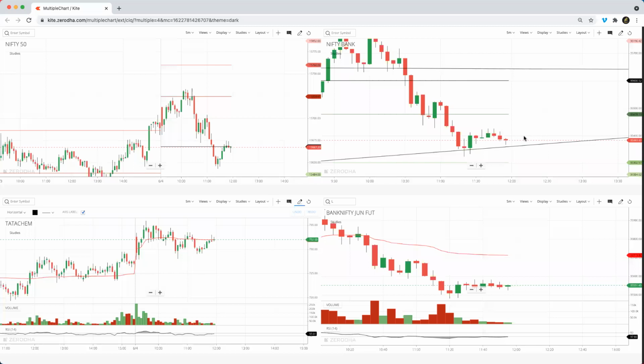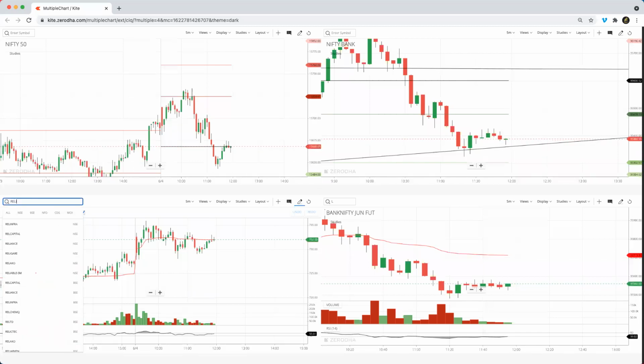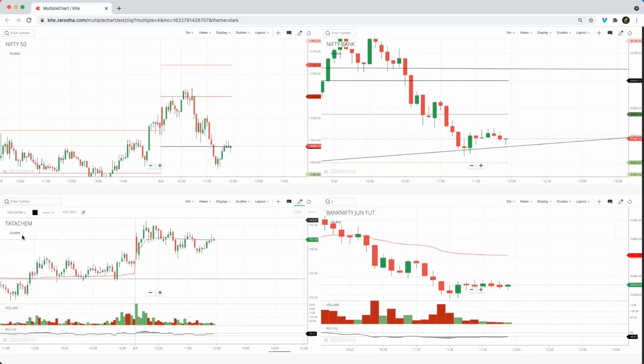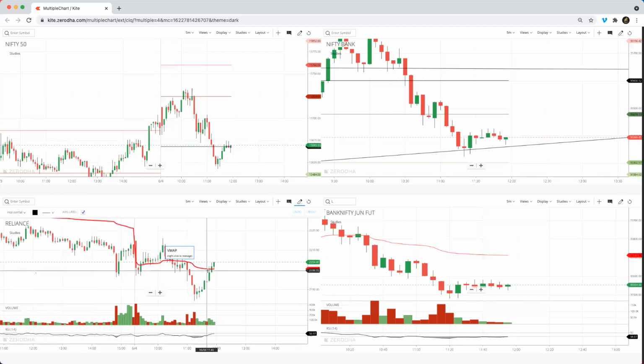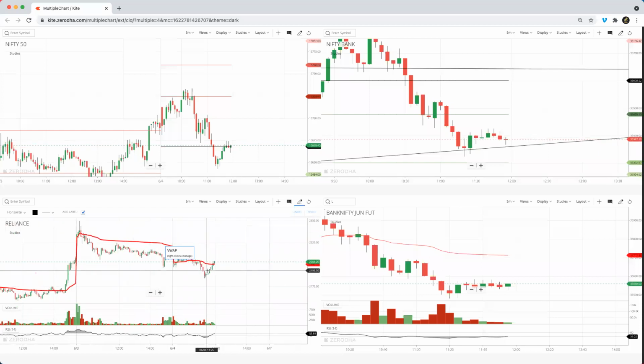Let's have a look at Reliance. Maybe that could actually help Nifty. I don't think this is a breakout level or something.